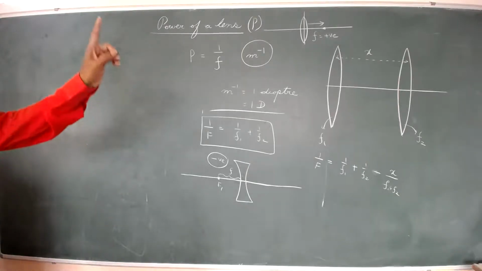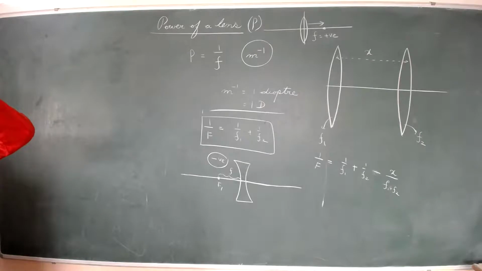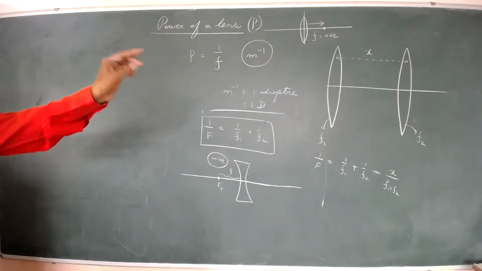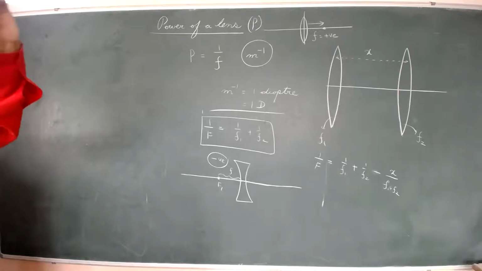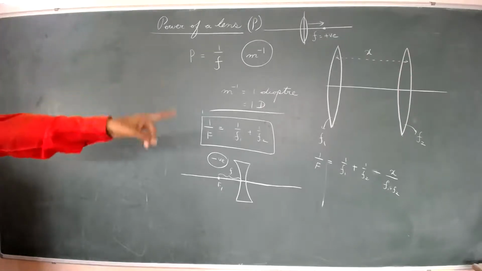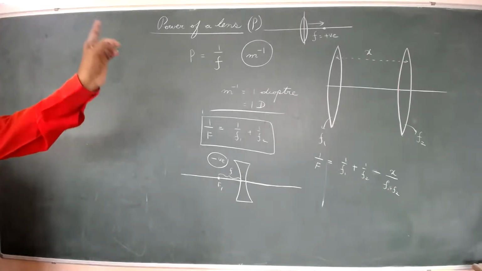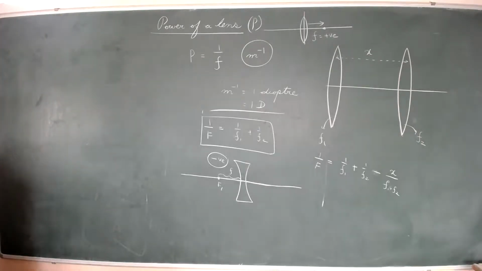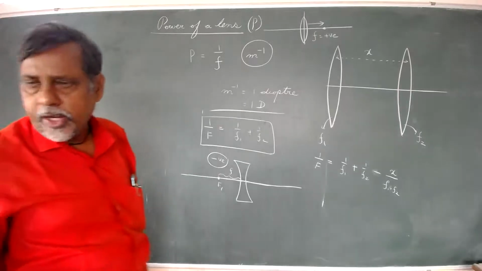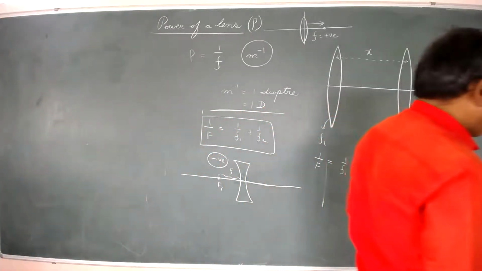When the lenses are kept at some separation, the effective focal length is 1 by f equals 1 by f1 plus 1 by f2 minus x by f1 into f2. So in terms of power, we write P equals P1 plus P2 minus x into P1 into P2.